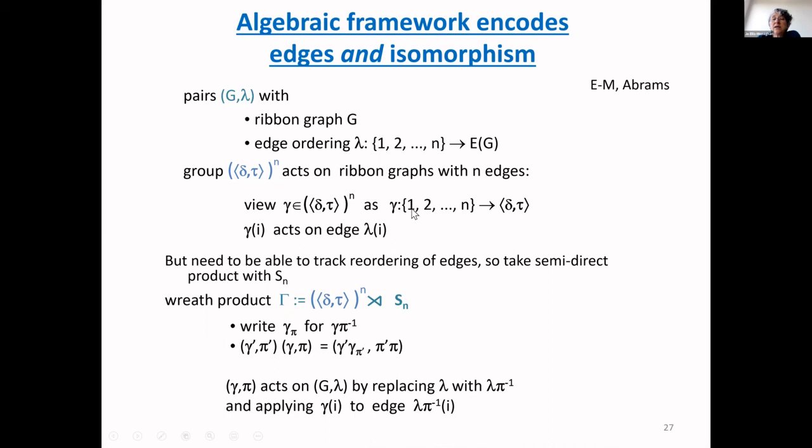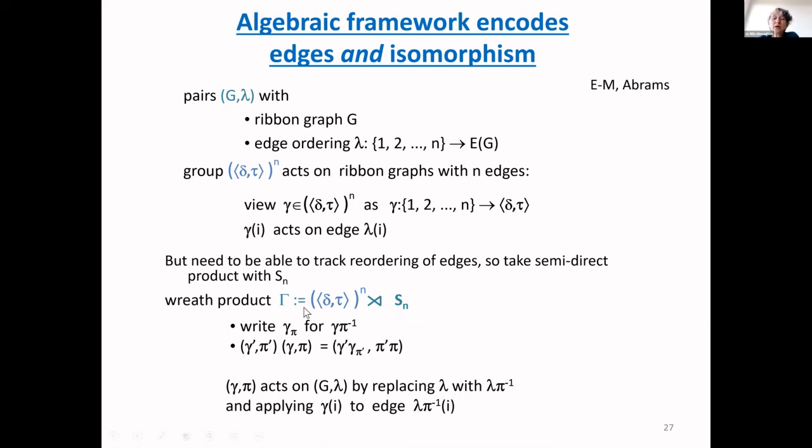view that as a sequence of elements that act on the edges in that order, right? So the first element acts on the first edge, second on the second, and so on. But you need to be able to keep track of reordering the edges. So you take a semi-direct product with the symmetric group on n, right?